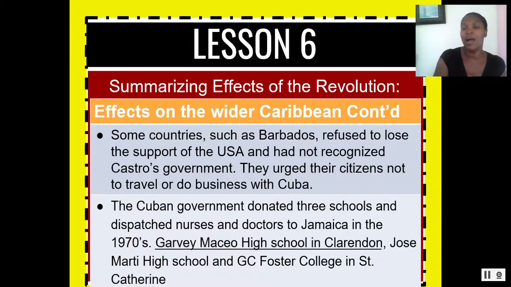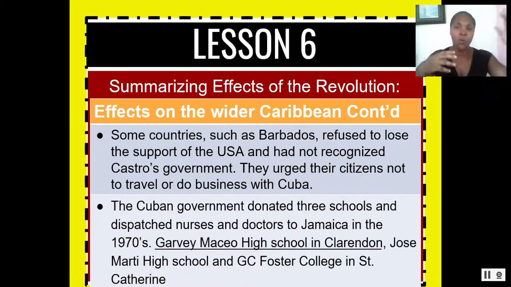And then you have persons taking up scholarships to study in Cuba. And Cuba, as part of an agreement and a show of friendship with Jamaica, donated 3 institutions to Jamaica: the G.C. Foster College, the Jose Marti High School, and the Garvey Massey High School. So Jose Marti was named after a Cuban hero. G.C. Foster was named after an outstanding Jamaican. And Garvey Massey was named as a combination of an outstanding Cuban and a Jamaican hero.